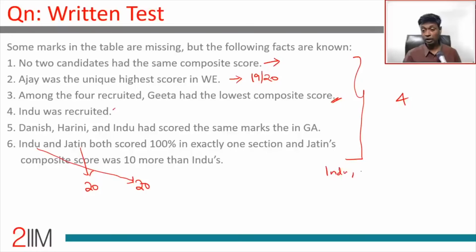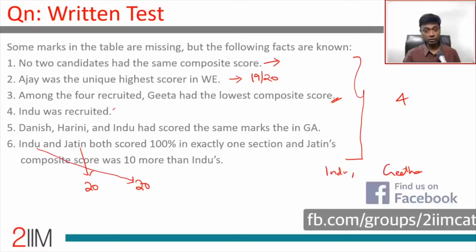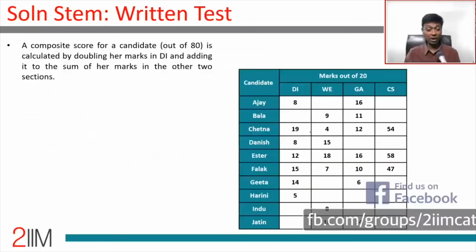Indu is in, and so is Geeta. And so I'm going to fill in. This one looks like a juicy criteria. I'm going to put in something with 20 marks. So let's start with that.